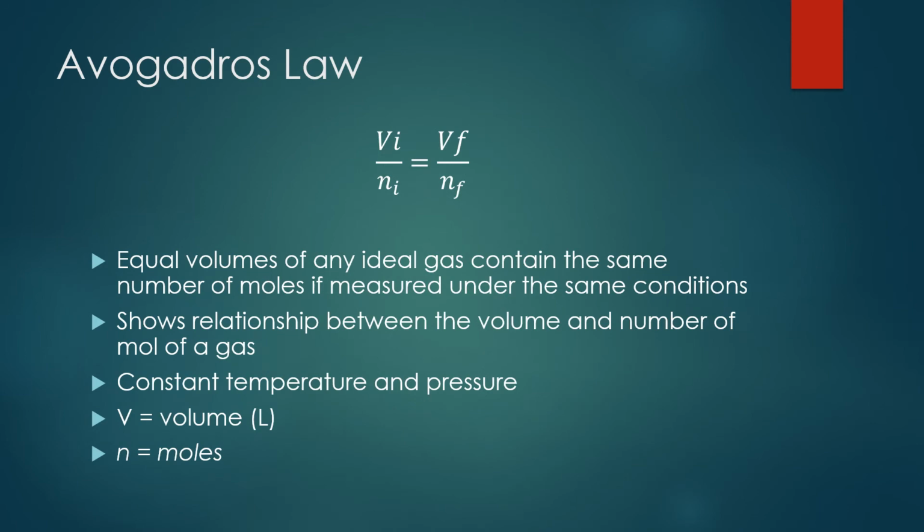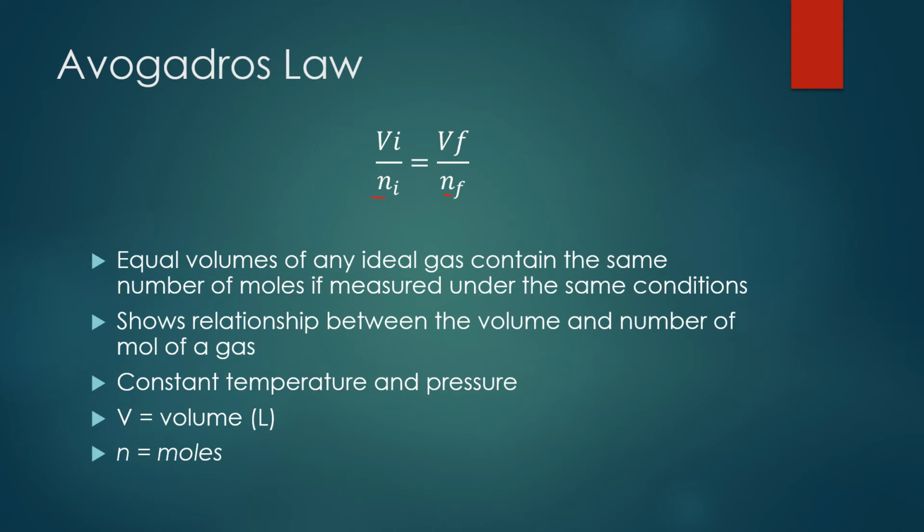Avogadro's law. I know after chapter 4 you were kind of hoping he would disappear, but he did not. He is making a comeback. With Avogadro's law, we are going to be using moles, since Avogadro's number defines what a mole is. For moles, we use the variable n. That's what n sub i and n sub f are: the molar amounts, the initial moles and the final moles. We're going to be comparing moles to volume.